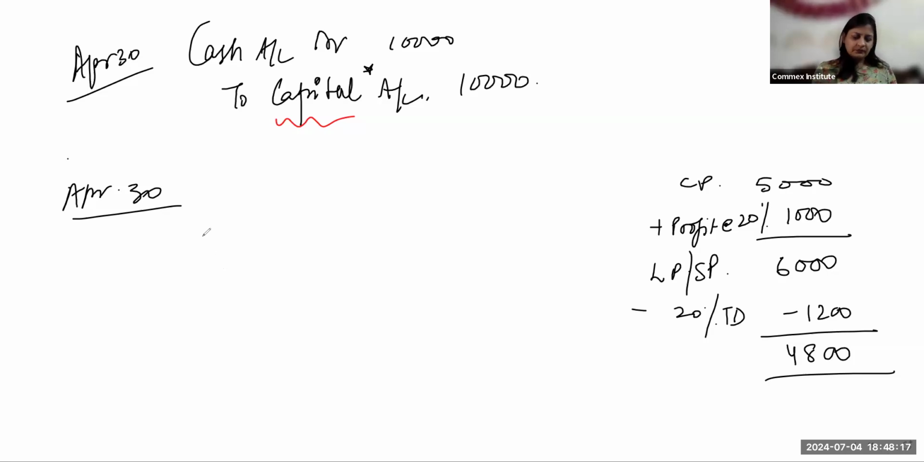Yes, Rehan? I made a mistake over there. It should be 4,800. Okay, so it'll be 4,800. And we'll have the entry as, just put it down for yourself.